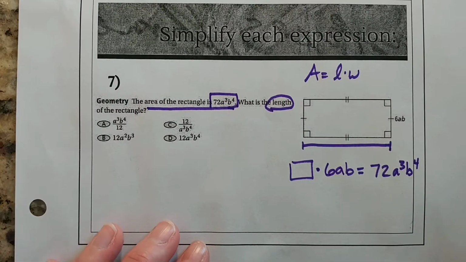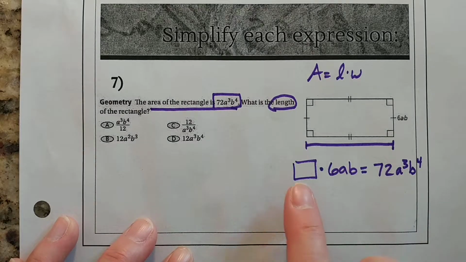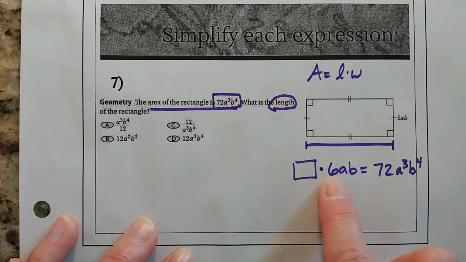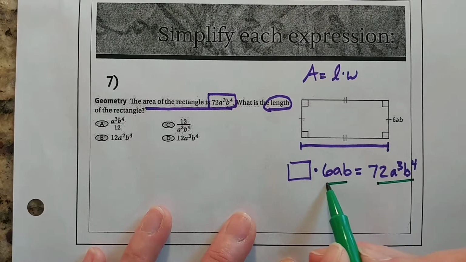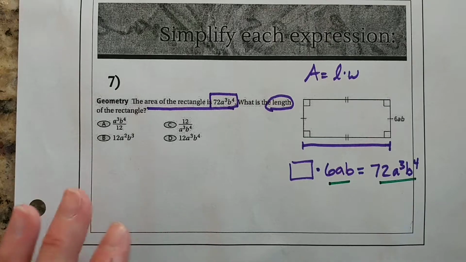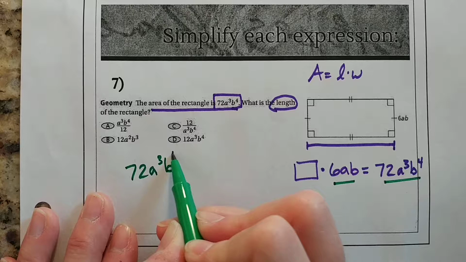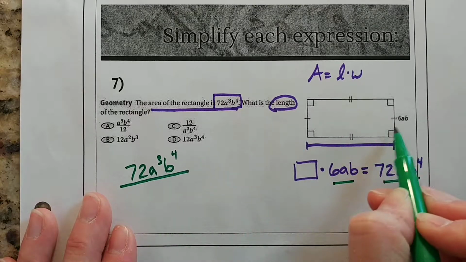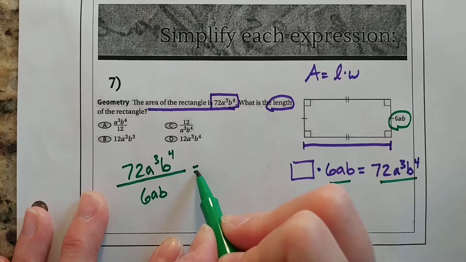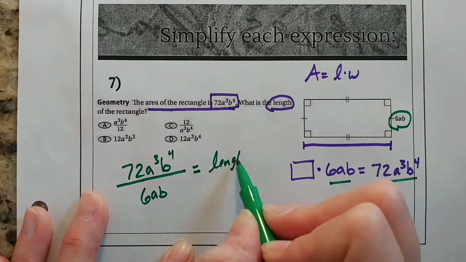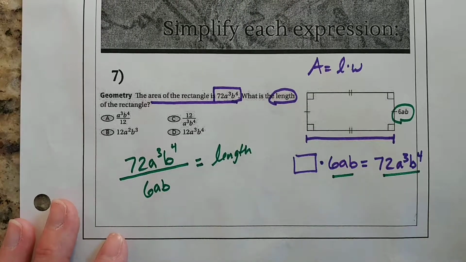However, now that we know the division rule, we could do this completely different. We know that length times width multiplied together here gives us the area. But we also know that if we take the area divided by the width, that would give us the length. So we could take the area, 72 a^3 b^4, and divide it by the width. And that would give us the missing length. You see what I'm doing? So now, let's try it this new way.